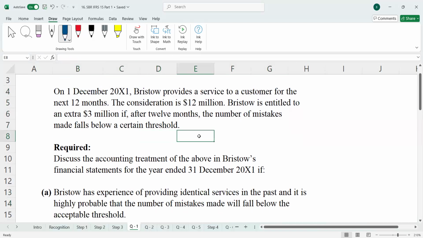15. Okay. Why? It's highly probable that the mistakes made will fall below the threshold, and this 15 million will be recognized over a period of 12 months. Now, can you help me out in drafting the answer? Write it out in your notebook. I'm giving you 2 minutes. I want you to write it out in words. How will you write as per the requirement of the standard?